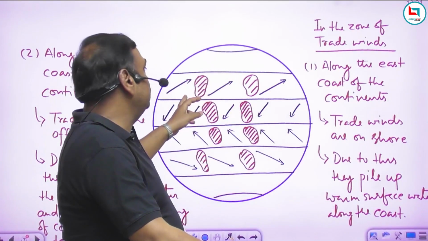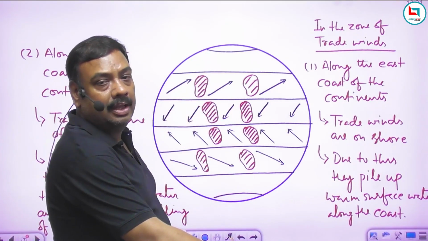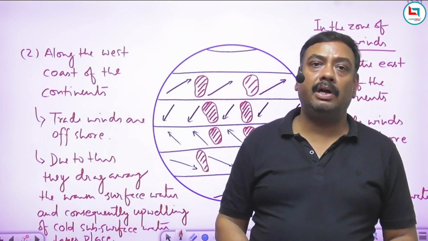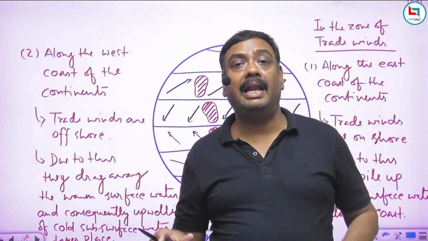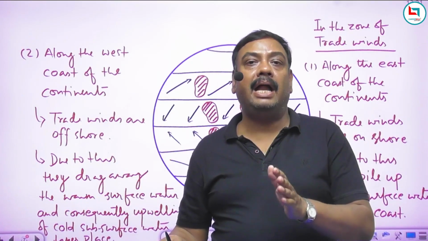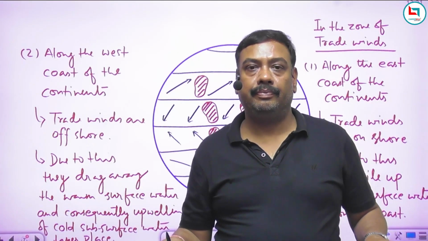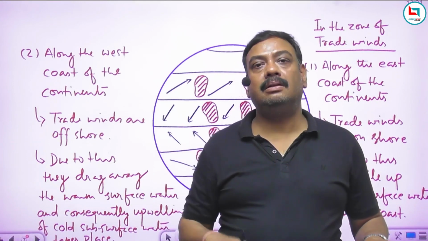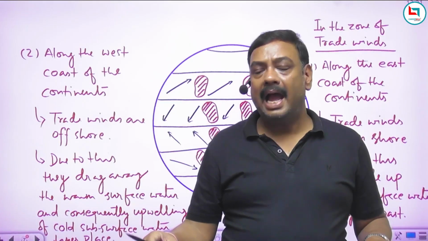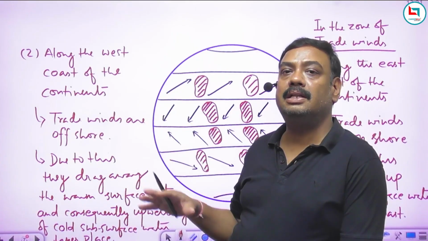For the westerlies, you can change these things in just the opposite manner. For the west coast, the winds are onshore. For the east coast, the winds are offshore. Wherever the winds are onshore, they are able to pile up warm surface water. Wherever the winds are offshore, they are able to drag away the warm surface water, so that upwelling of cold subsurface water takes place there. This is the process. In this way, particularly for the trade winds and for the westerlies, you can consider these two things.